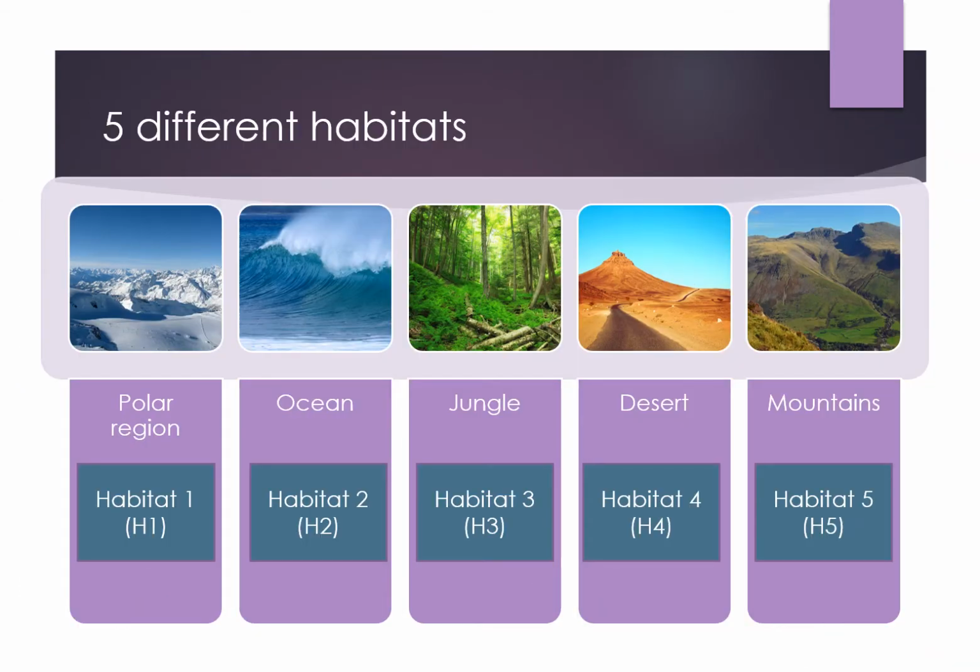So there are 5 different types of habitat. We will name it habitat 1, habitat 2, habitat 3, habitat 4, and habitat 5. Habitat 1 is the polar regions. Habitat 2 is the ocean. Habitat 3 is the jungle. Habitat 4 is the desert. And habitat 5 are the mountains. So we will name them H1, H2, H3, H4, and H5 throughout this lesson.